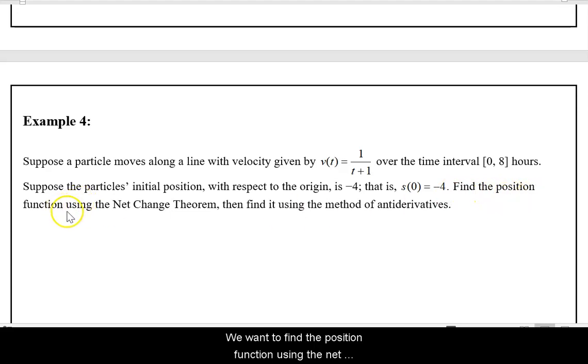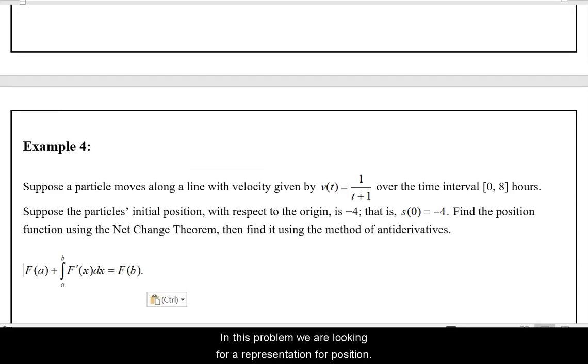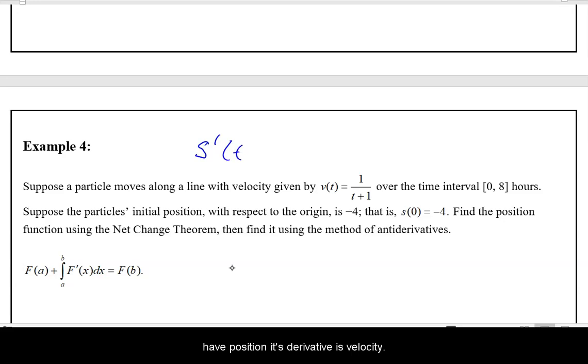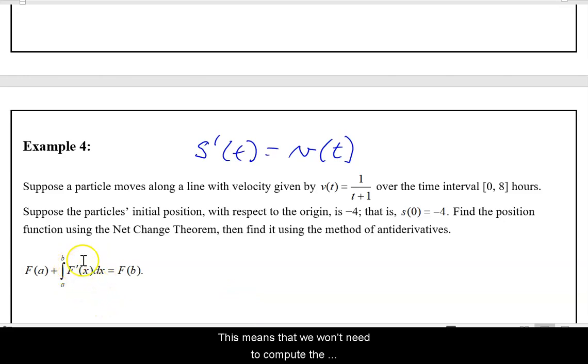We want to find the position function using the net change theorem, and then we'll find it using the method of antiderivatives. Let's recall what the net change theorem formula is. In this problem, we are looking for a representation for position. We're given velocity. Remember that the derivative of position is velocity. This means that we won't need to compute the derivative because we already have it. The velocity is the derivative of position.